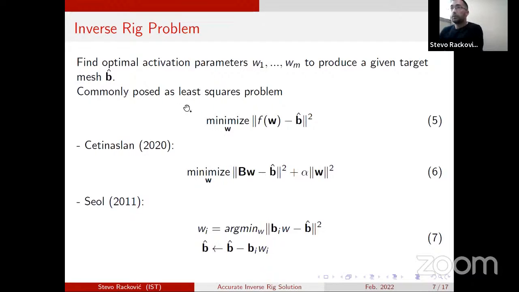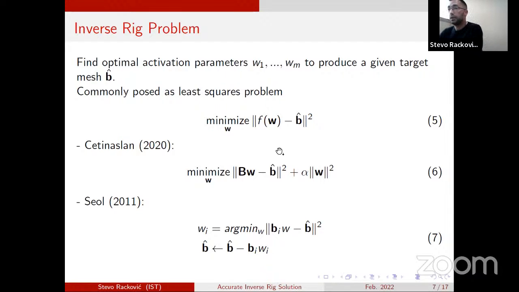Now, the inverse rig problem is in fact: once we have the mesh, so usually we have a 3D scan of the face of the actor or something, and we denote it here as m hat. Once we have this mesh, we want to estimate what would be the optimal weights of the parameters that would produce such a mesh. In this case, f is a rig function, no matter if it is a linear blend shape, quadratic blend shape, or some other rig function.